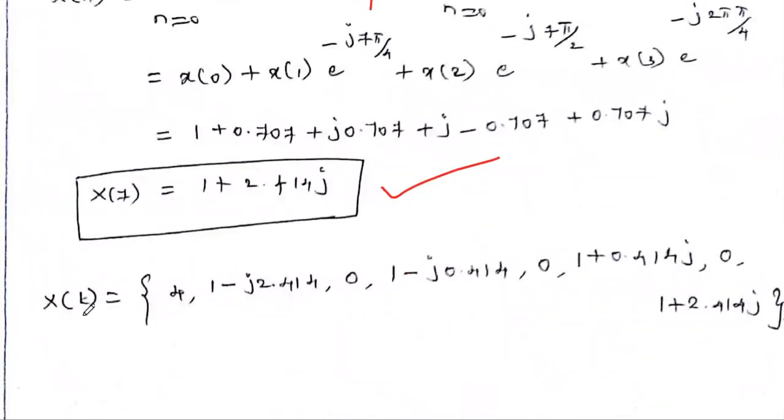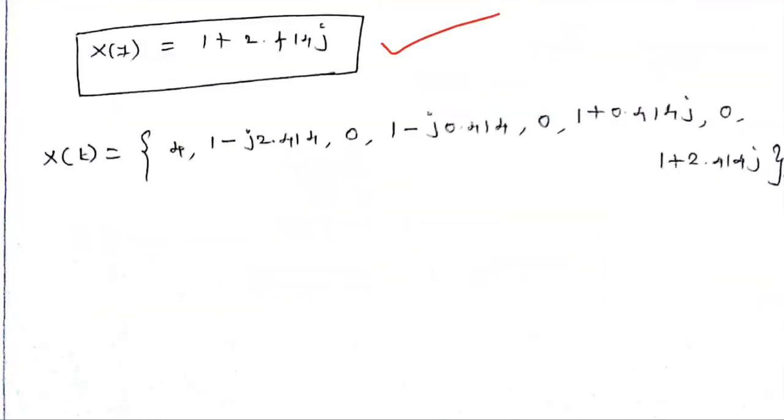So finally, you have to write it in order. The total answer, x of k equal to: first answer is 4, then 1 minus j 2.414, then 0, then 1 minus j 0.414, 0, 1 plus j 0.414, 0, and this last value. Okay, so this is the 8-point DFT answer. This is the indirect evaluation method, how to calculate the DFT.